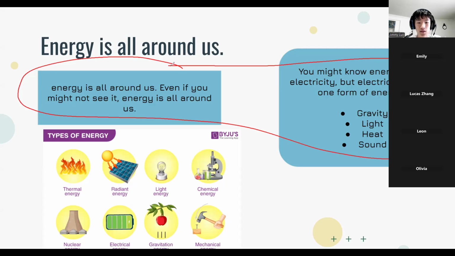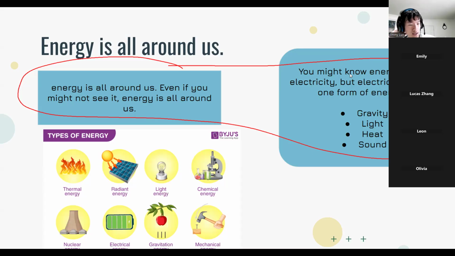Another thing about energy is that it's basically a type of force that causes things to move and causes things to change. And you can see how when you move around, you're basically using energy.